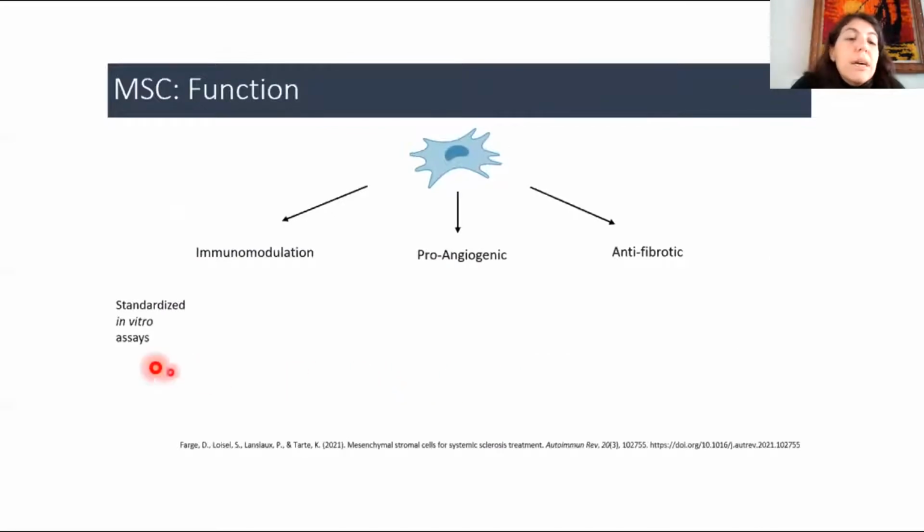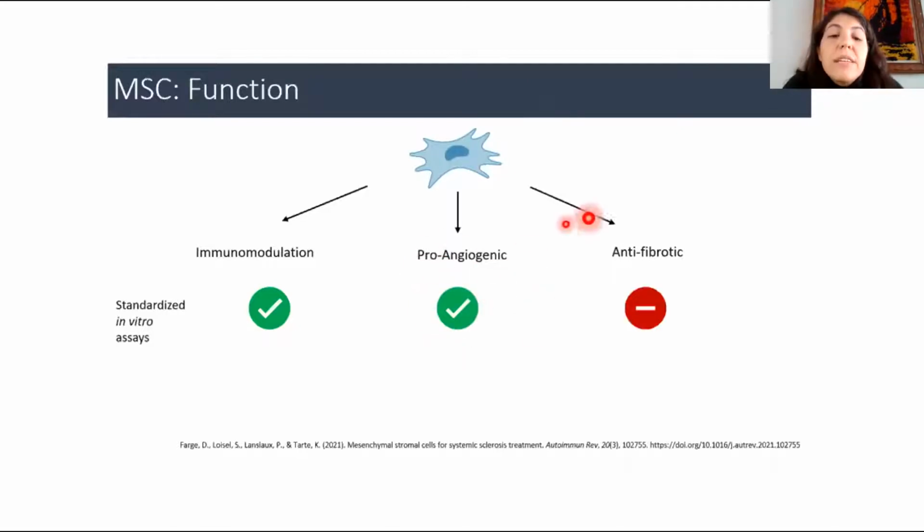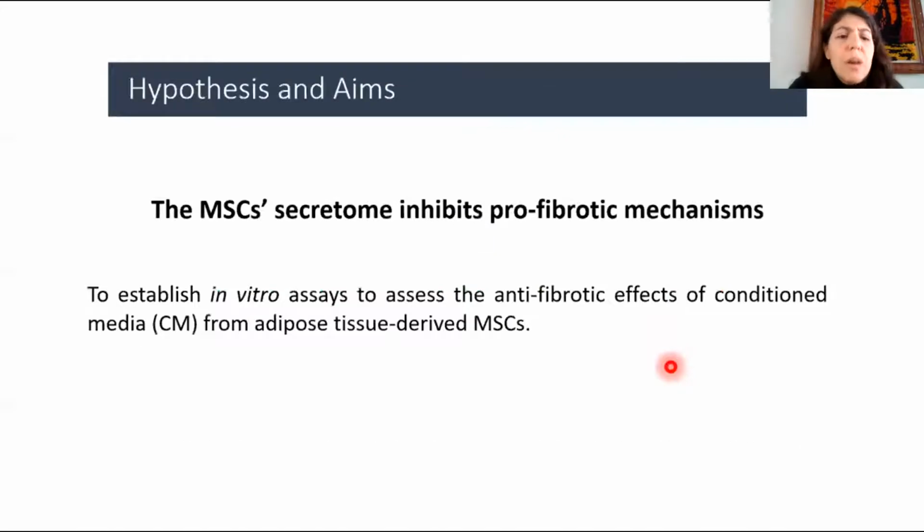And so far, there are in vitro assays to test the immunomodulatory capacity of mesenchymal stromal cells. Also, we have developed in vitro assays to establish the pro-angiogenic effects of MSCs, but there are yet no standardized in vitro assays to establish the anti-fibrotic effects of MSCs. So our hypothesis is that the MSC secretome inhibits pro-fibrotic mechanisms, and our aim is to establish in vitro assays to assess the anti-fibrotic effects of conditioned media from adipose tissue-derived MSCs.